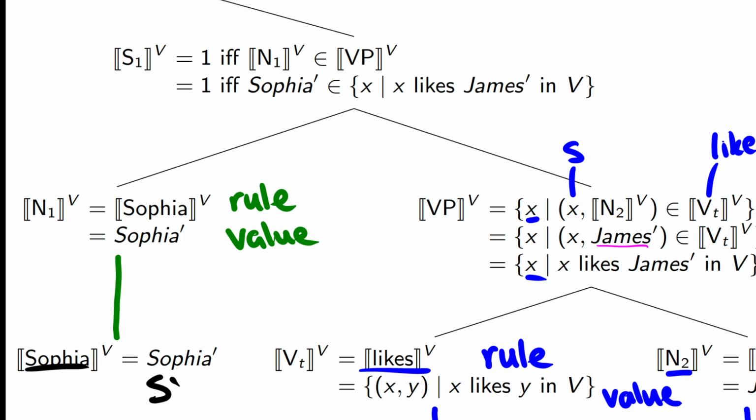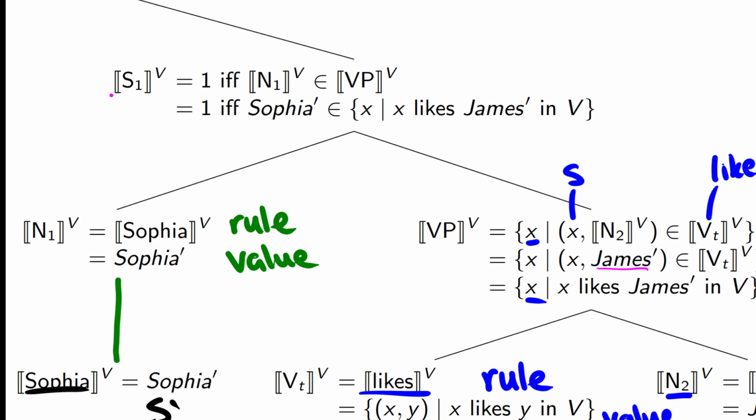Okay, at this point, now we go to the sentence level. And sentences are propositions. They have truth values. So we can say that a sentence is true if and only if the subject noun is an element of our verb phrase set. So Sophia likes James will be true if Sophia is in the set of X such that X likes James in V. Okay, so if Sophia is in the set, then the sentence is true. If Sophia is not in the set, then the sentence will be false.